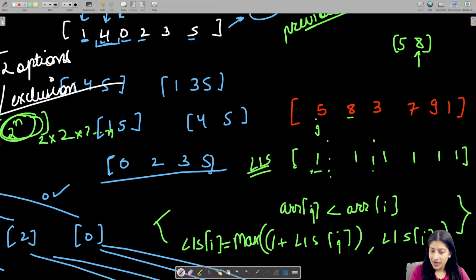What is the value of LIS at J? 1. So I add myself to it and the 1 plus 1 becomes 2, right? I move my I to the next index. J starts from 0 again.